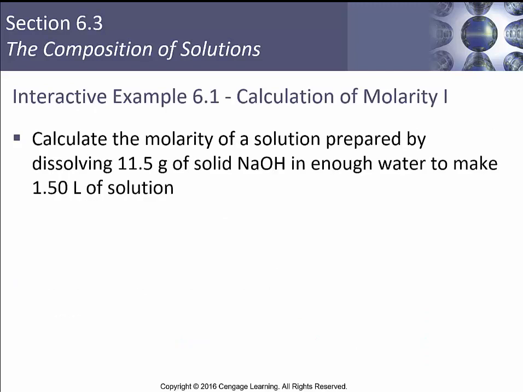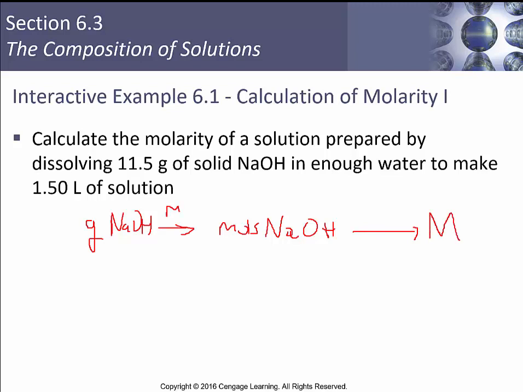Let's calculate the molarity of a solution prepared by dissolving 11.5 grams of solid sodium hydroxide in enough water to make 1.5 liters of solution. We'll plan our little roadmap here. We're going to go from grams of NaOH to moles of NaOH, and then into molarity. Here we use our molecular mass. Here we divide by the volume in liters, and then we end up with moles per liter. That's our unit of molarity. So that's our plan.